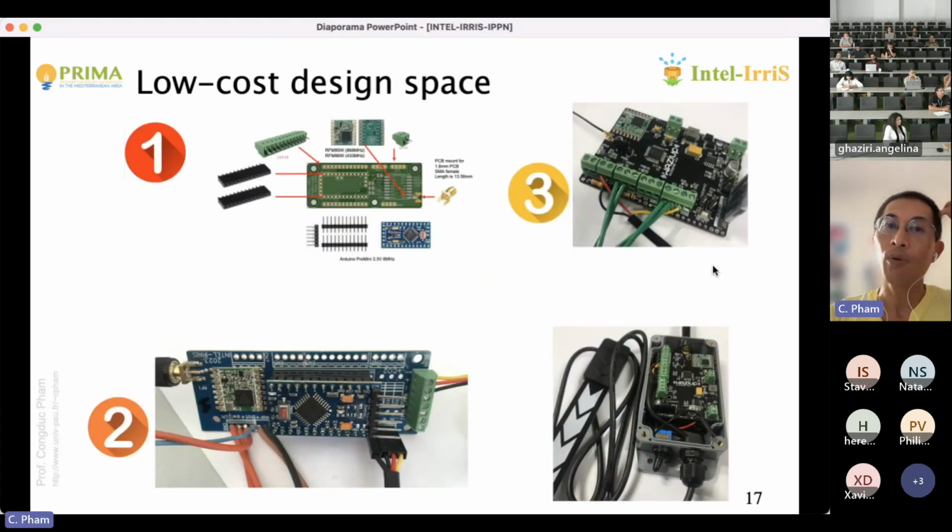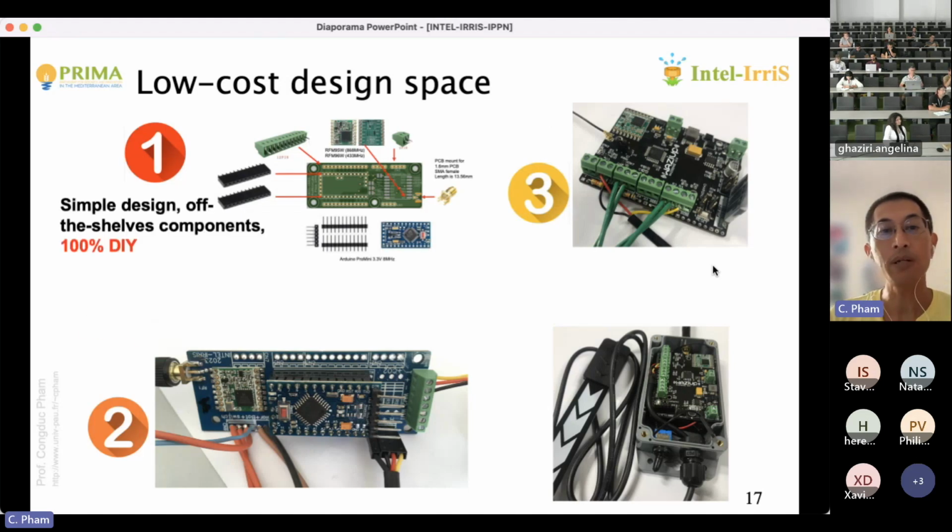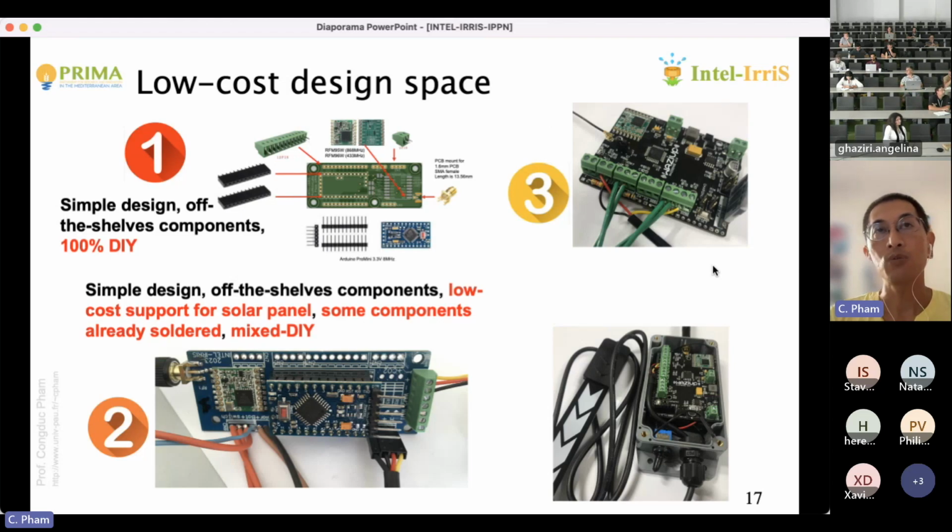We also investigate several low-cost design spaces. The first one I already explained to you. We have a second one where we would like to add a very simple solar panel support. It's a low-cost support for solar panels, so it means there's no complex hardware to manage the charging of batteries and so on. A large part is done by software, which is more flexible. But then it puts some constraint on the choice of battery technology. So maybe it could be contradictory with what I said previously.